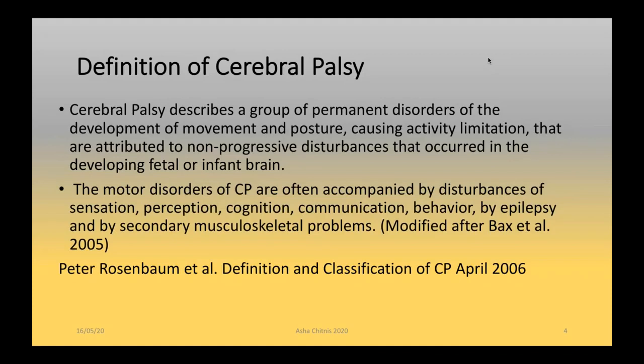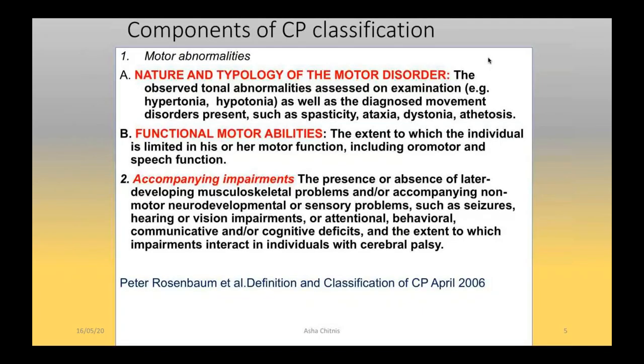And there are problems with cognition, behavior, and epilepsy. Having said that, you need to also understand how you classify that. Very, very important is you need to know the tone of the child. Does he have hypertonia, hypotonia? What are his functional abilities and what are his comorbidities?